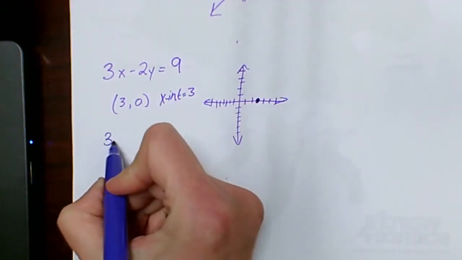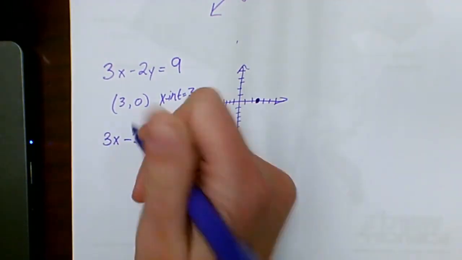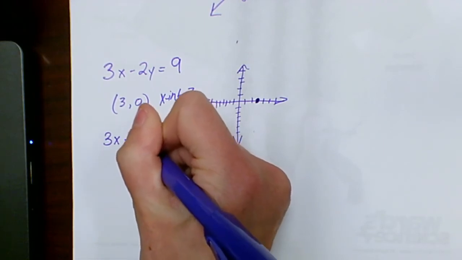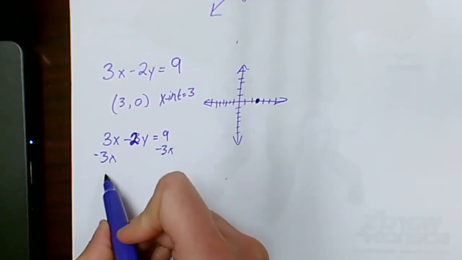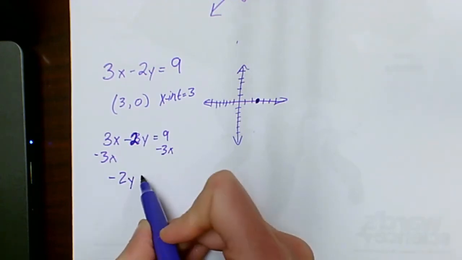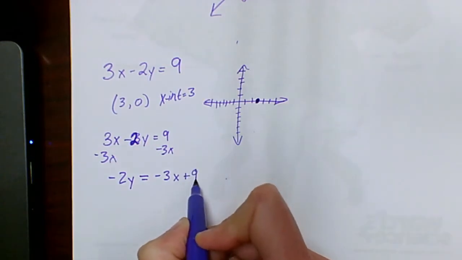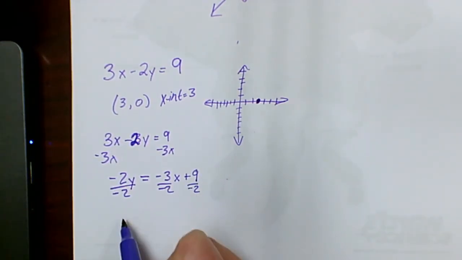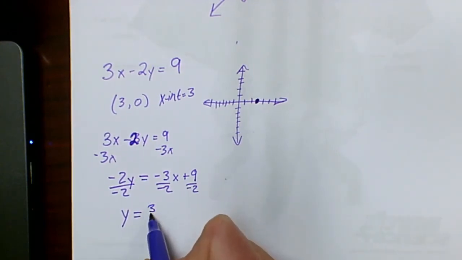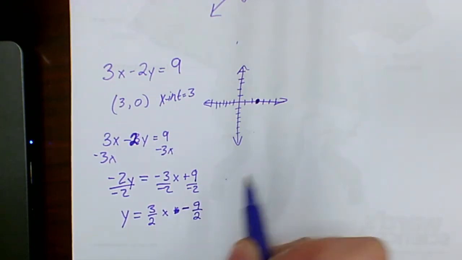So what you're going to do is solve for your y. So we're going to subtract the 3x over. So we have negative 2y equals negative 3x plus 9. Then we're going to divide by negative 2. So y equals 3 over 2x plus, or actually that's going to be minus 9 halves.